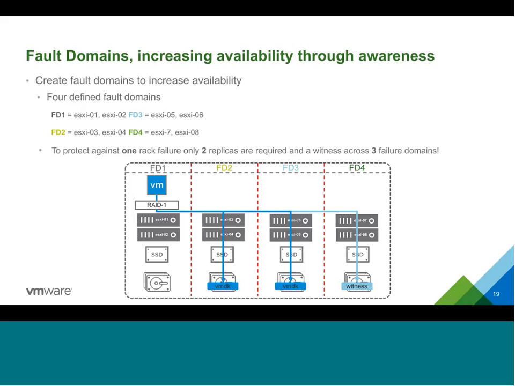Say I define, here you can see, 2 ESXi hosts each in 1 rack, or say 1 chassis, and I define different fault domains, right? So 4 different fault domains are defined. If 1 rack fails, only 2 replicas are required, and a witness across 3 failure domains. That's how I need to do it. So if one entire rack fails, still my data is available, right? That is where I create a fault domain, right?